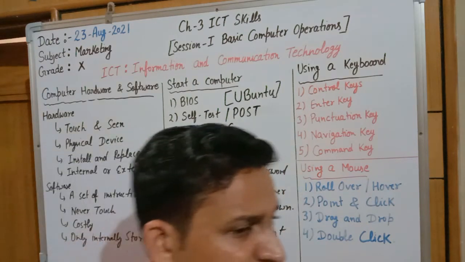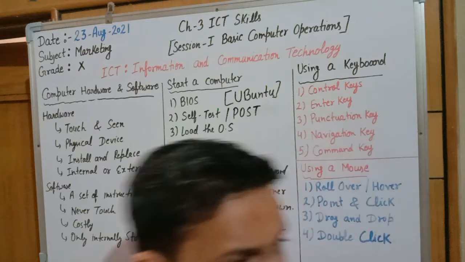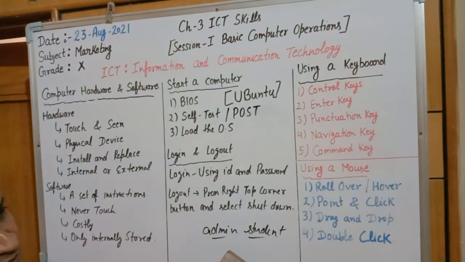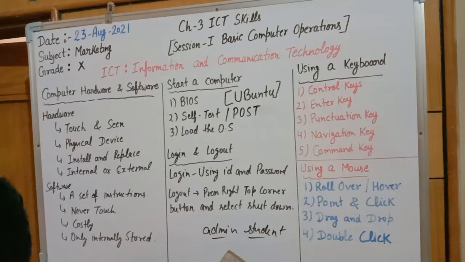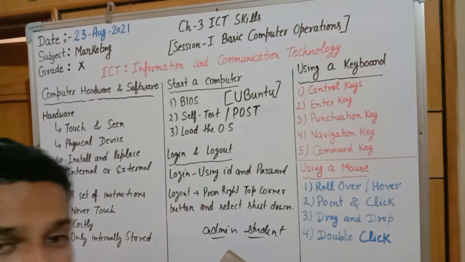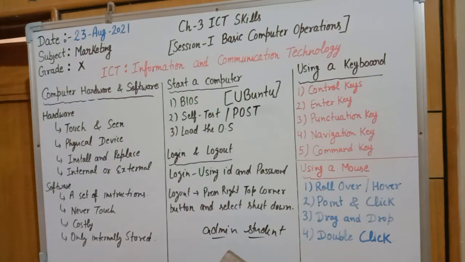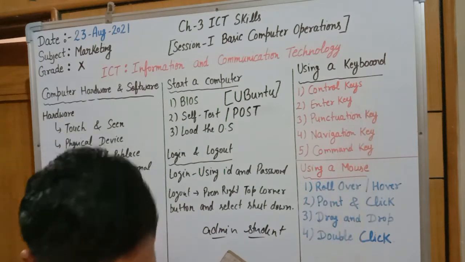Next is how to use a keyboard. A keyboard has a number of types of keys like control keys, enter key, punctuation key, navigation key, command key. What is a control key? A control key is a key of your keyboard that helps to control your keyboard system, like Alt, spacebar, CTRL, lock, tab. Such keys are known as control keys.